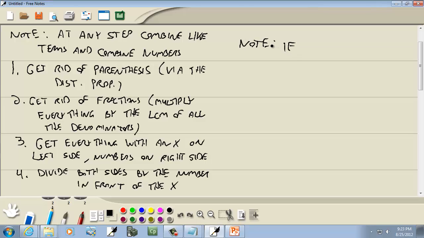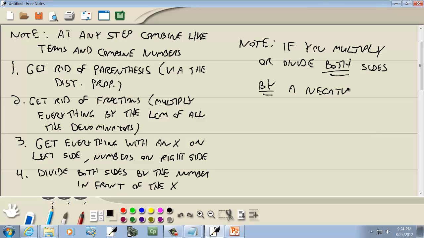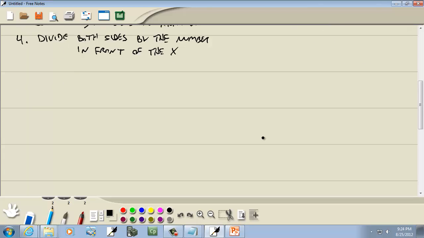We have a note that goes along with this that says if you multiply or divide both sides by a negative number, flip the inequality symbol. So flip the inequality symbol. Now let's take a look at some problems.